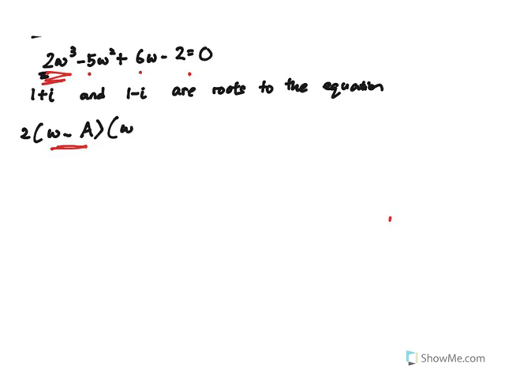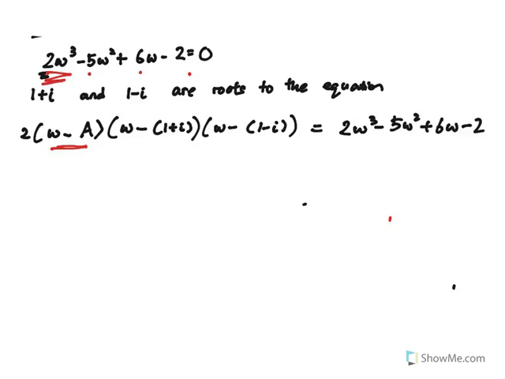One factor is w minus (1 plus i), and the next is w minus (1 minus i), correct? This equals 2w cubed minus 5w squared plus 6w minus 2. Basically, I'm writing it as a product of its factors, assuming that 1 plus i and 1 minus i are roots of the equation. These two are complex, and this one is real. So now what remains is to find a.